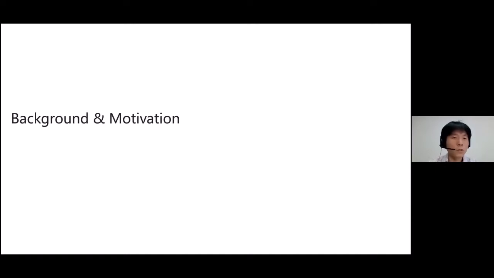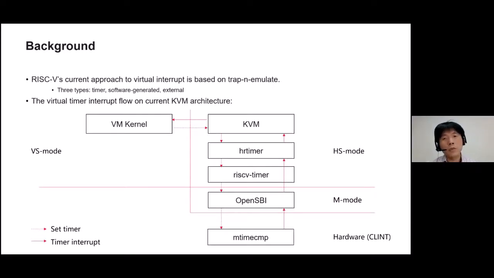Let's move on to the background and motivation. The current hypervisor extension on RISC-V does not include any support for accelerating virtual interrupts. All virtual interrupts are implemented on a trap-and-emulate approach. There are three types of virtual interrupts that are of concern, corresponding to three types of physical interrupts. There are the virtual timer interrupt, the virtual supervisor software generated interrupt, and the virtual supervisor external interrupt.